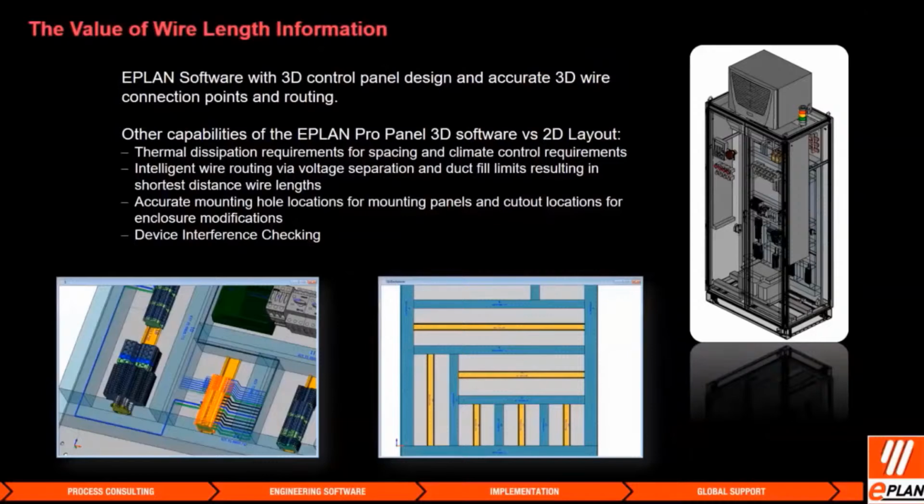So intelligent wire routing. We're saying here that we can maintain voltage separation for control voltage versus power voltage, as well as keeping a close eye on duct fill limits. So if we are starting to overfill a duct, we can send it down another route to its destination. And of course, the accurate mounting hole locations for the panels and cutout locations. We've already talked about that.